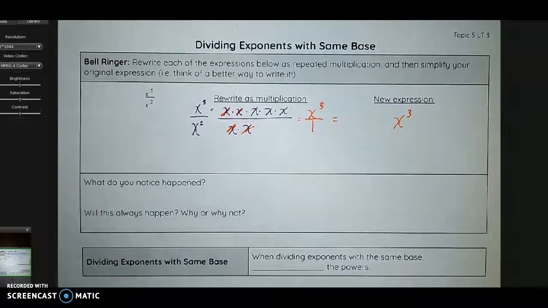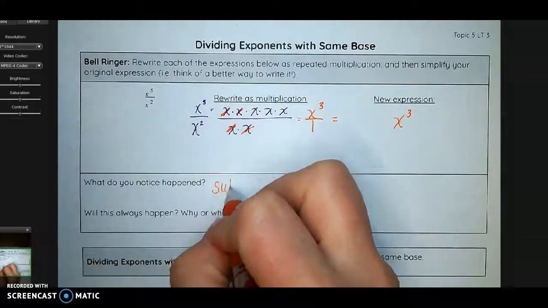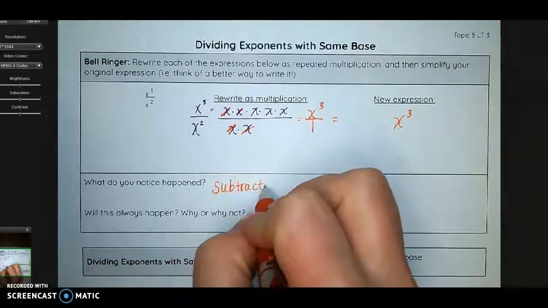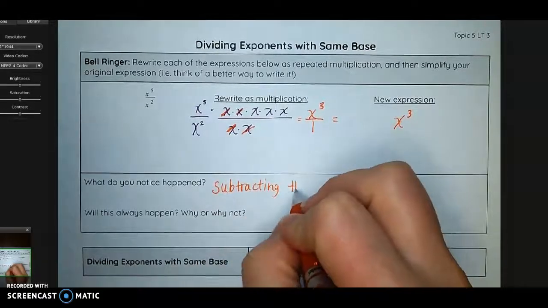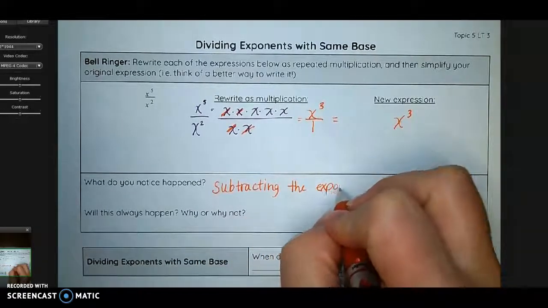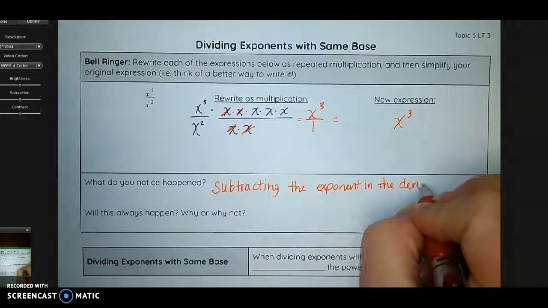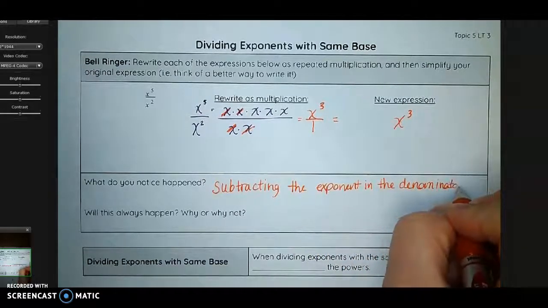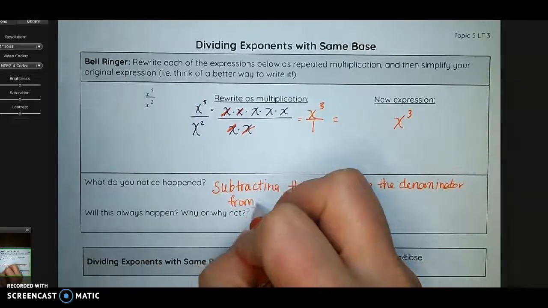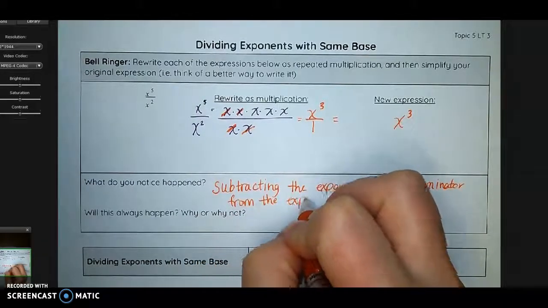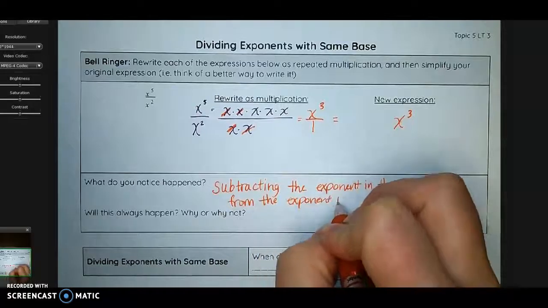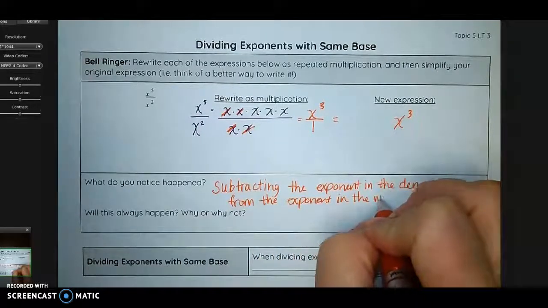So if you notice what happened, like I told you at the beginning of the video, this is going to be the opposite of what we were doing when we were multiplying exponents with the same base. And so we ended up subtracting the exponent in the denominator from the exponent in the numerator.